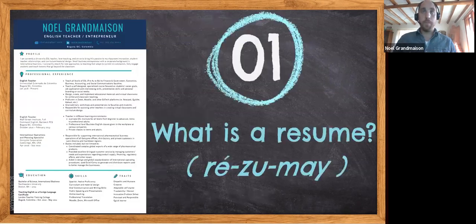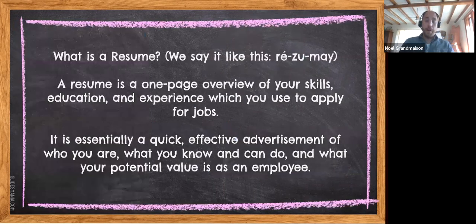All right. So let's begin. What is a resume? Just so you know, we say it like this: resume. And I wrote it there like that so you can understand. In this example, which you have received, is a resume for myself. All right. So a resume, obviously, as you know, is a one-page document. It's an advertisement. It's an overview of your skills, your education, your experience, and obviously which you use to apply for jobs. Essentially, it's a one-page advertisement. It's quick, effective. It lets them know who you are, what you know, what you can do, what you're good at, and what your potential value is as an employee. Okay?